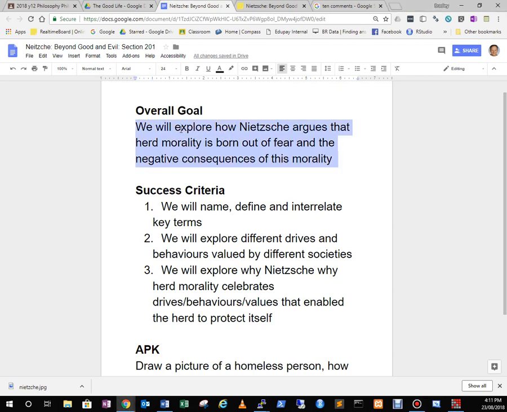So our overall goal today is to explore how Nietzsche argues that herd morality is born out of fear, and then to explore the negative consequences of this morality, because that's what this section is trying to pretty much highlight.